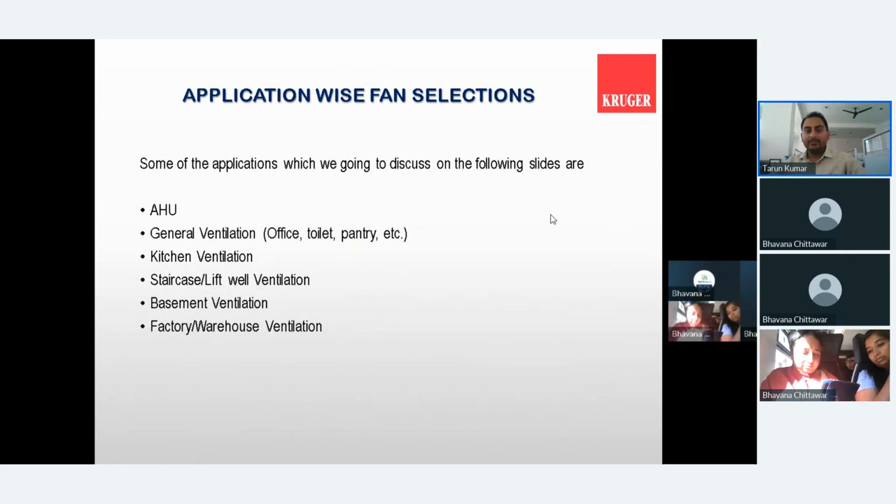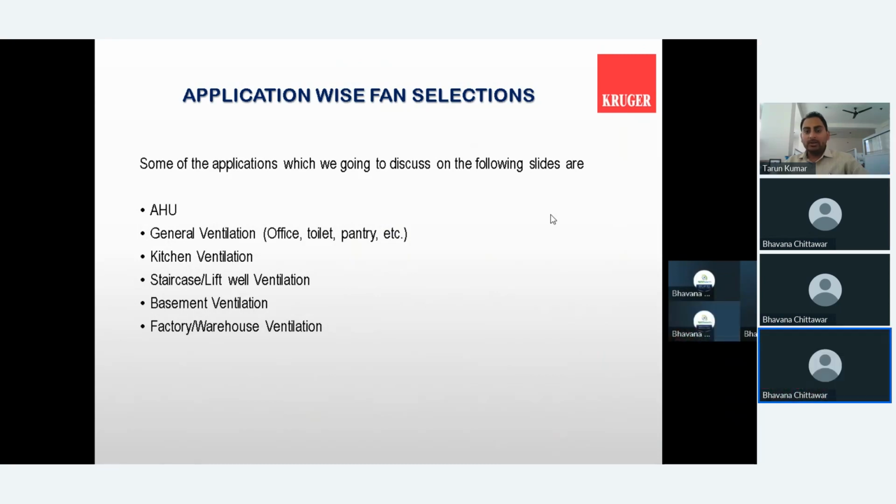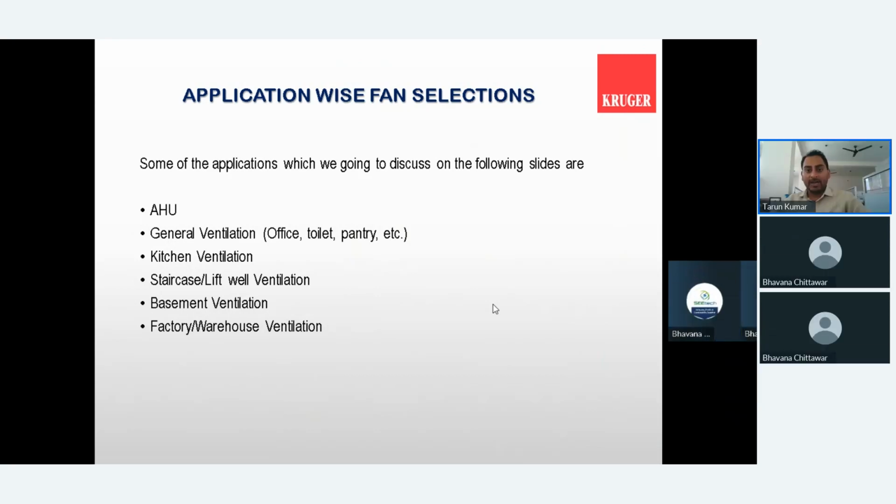So in this case, we have different applications in the ventilation industry, which we are going to brief you. In ventilation, there is the AHU application, air handling unit, then general ventilation, then kitchen ventilation, staircase pressurization, basement ventilation, and factory and warehouse ventilation, which we are going to cover, and we are going to brief how to select the fan for these different kinds of applications.